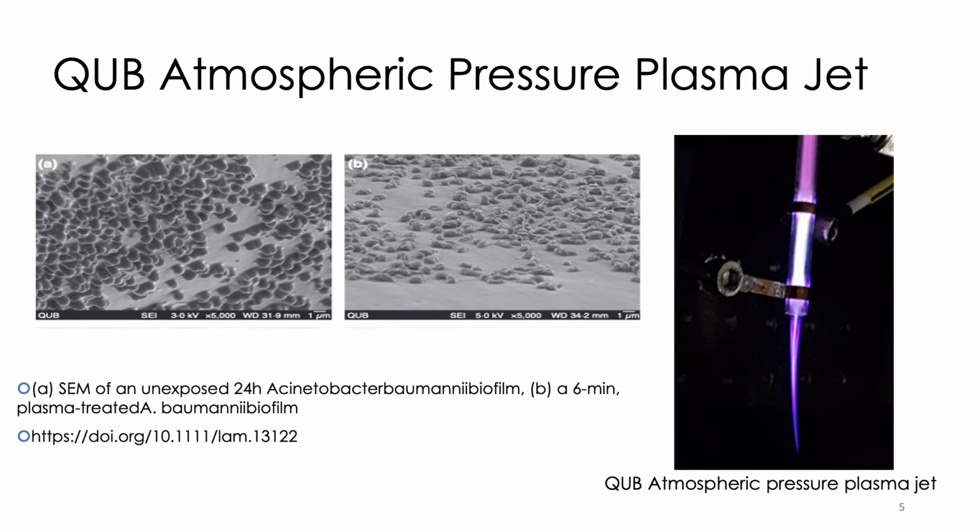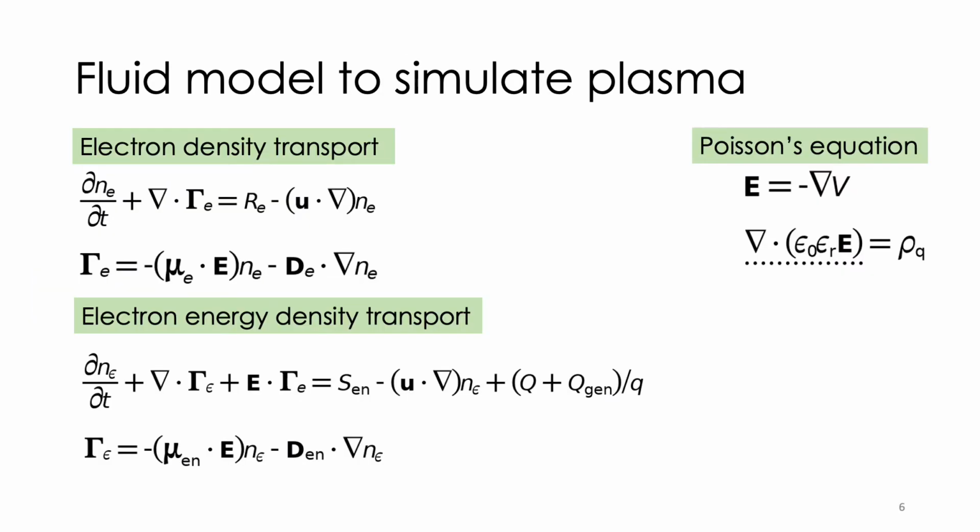As you can see, the biofilm in the photo on the right has been greatly reduced after being treated with the plasma. So a plasma fluid simulation with the 2D finite element method is being used to model our plasma jet. COMSOL works by solving a series of partial differential equations.